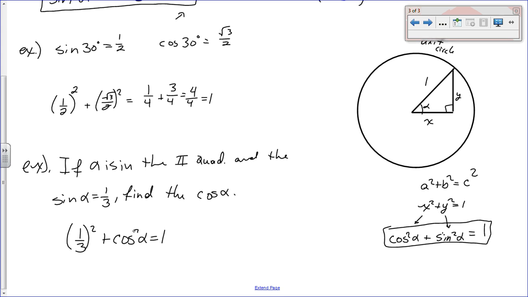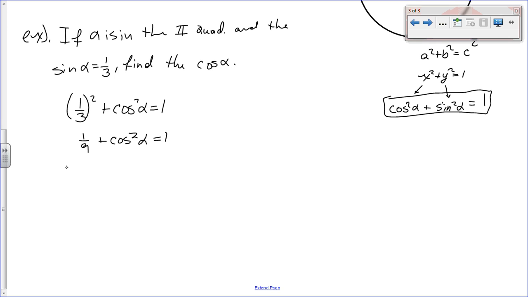All right, let's go ahead and square this out. So this is going to be 1/9 plus cosine squared alpha equals 1. Subtract the 1/9 from both sides. So the cosine squared of alpha will equal 8/9. Now, since this is squared, take the square root. So the cosine of alpha equals plus or minus the square root of 8 over 9.